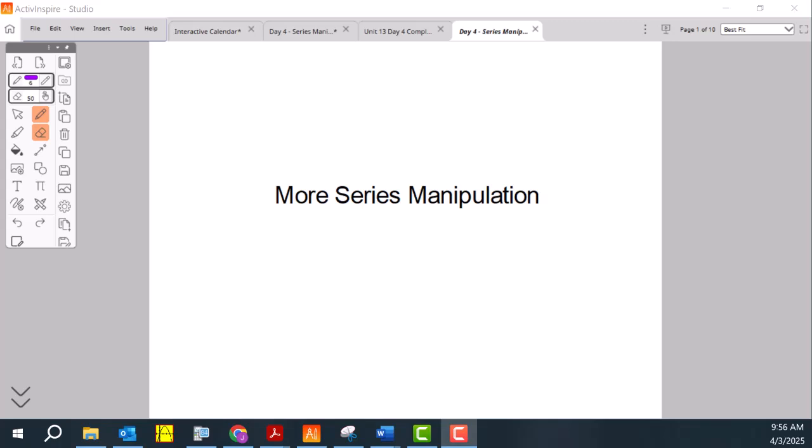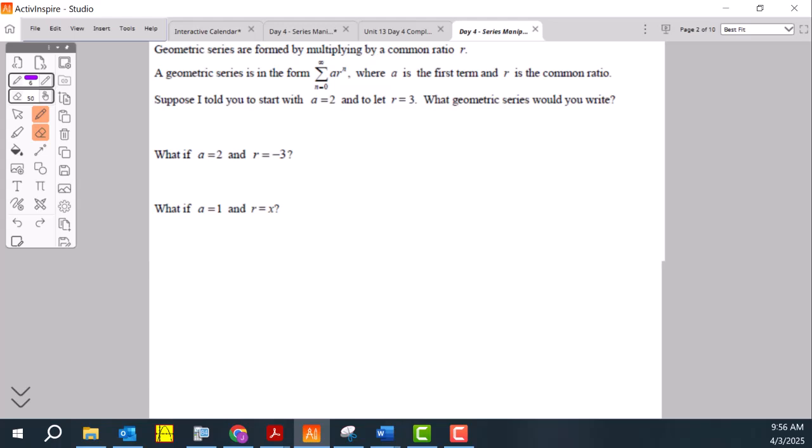All right, today we're looking at more series manipulation. This is for both series manipulation days, so the one right before the quiz and the one right after. The first thing we're going to look at is geometric series and how they work and how we can use them to manipulate some Taylor and Maclaurin polynomials.